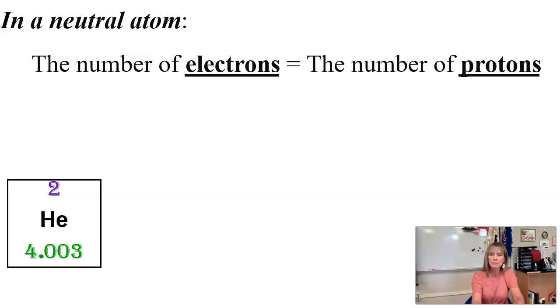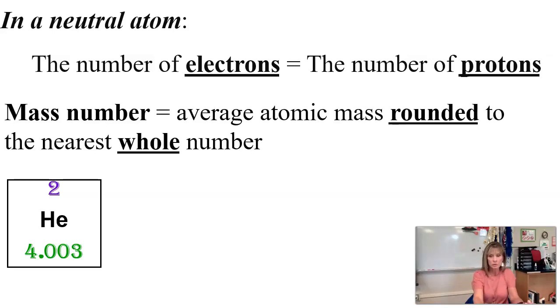So in a neutral atom, and neutral means no charge, the number of electrons will equal the number of protons. Think about it: if electrons are negative and protons are positive, and I have the same number of protons and electrons, they cancel each other out. So the atom is neutral.